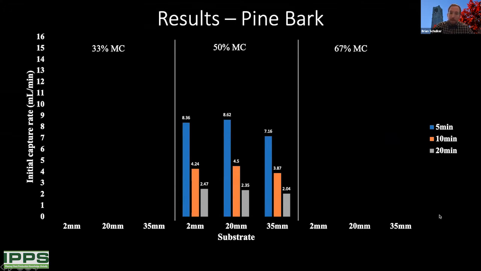Lastly, we looked at pine bark. It showed nearly no treatment effects across all water depths. Pine bark does have the highest percentage of large particles, increasing the pore sizes within the substrate, which may be a leading factor in its initial capture rates.